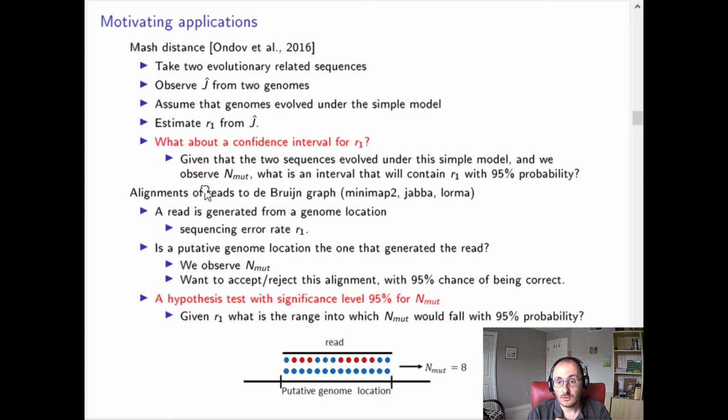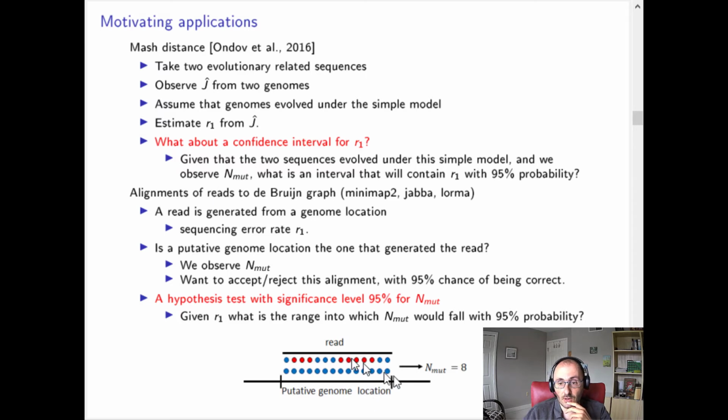What an aligner then wants to do is take a putative location in the reference and ask, could this have generated the read? And what it observes, since it's using a de Bruijn graph, is n-mut, the number of mutated kmers, and it wants to then accept or reject this putative alignment with 95% chance of being correct. In statistical terminology, what we want is a hypothesis test with significance level of 95% for n-mut. In other words, given R1, what is the range into which n-mut would fall with 95% probability?